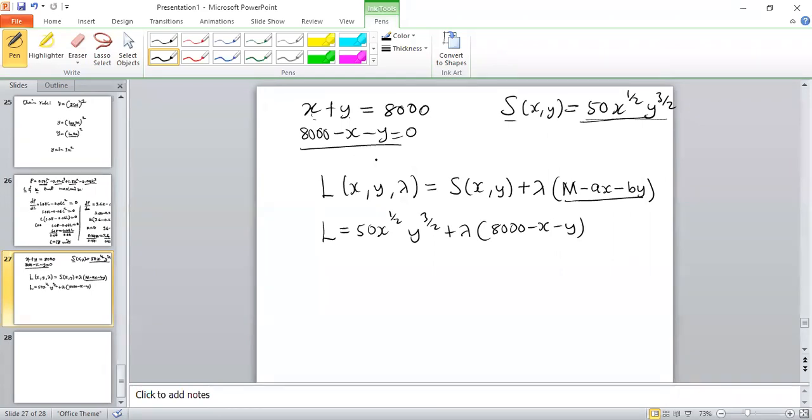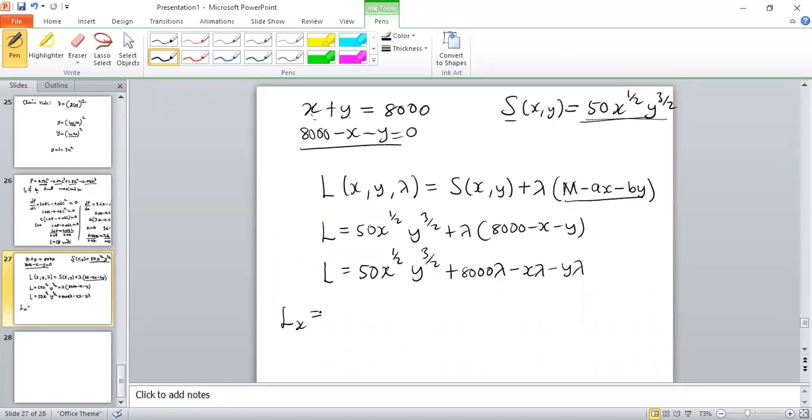It is. Okay. So if it's making sense to Anita, it should make sense to Taong as well, because these two are like twins. L is equal to 50 X to the power 1 over 2, Y to the power 3 over 2, plus 8,000 lambda, minus X lambda, minus Y lambda, like that. Then you differentiate with respect to x, with respect to y, and with respect to lambda.